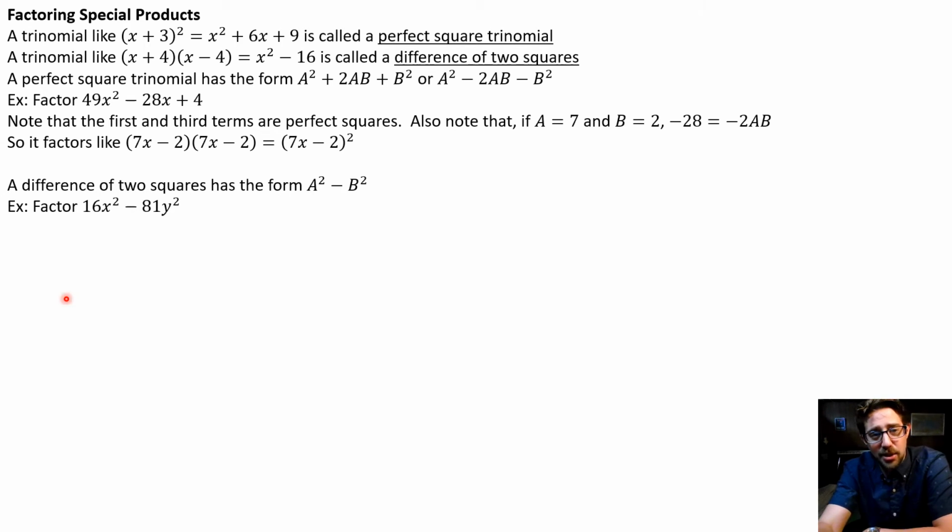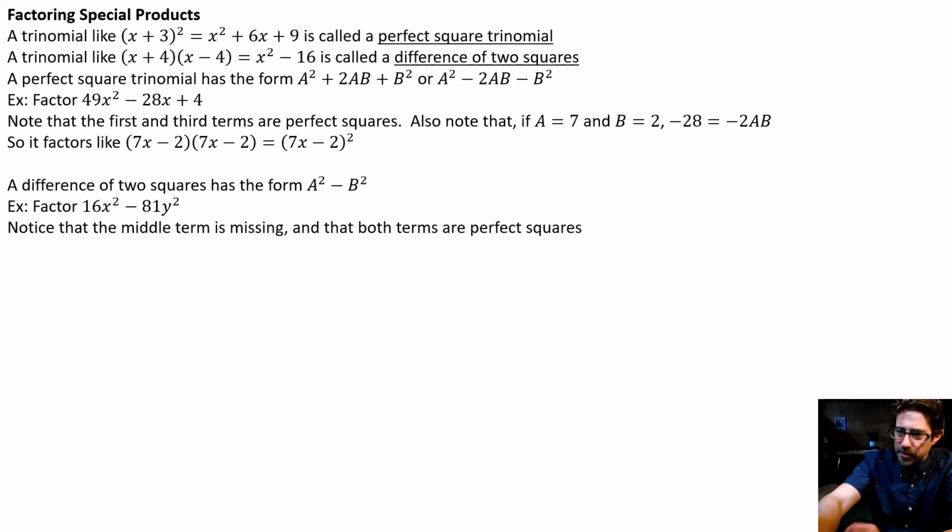The thing to recognize is, okay, there's no middle term. That should jump right out at you. And then you think, is 16x squared the square of something? Yes. Is 81y squared the square of something? Yes. I'm talking about square roots, even though we haven't got that in the class yet, but if you know what that is, fine. The square root of 16x squared is 4x, and the square root of 81y squared is 9y. So it has to factor into 4x plus 9y times 4x minus 9y.